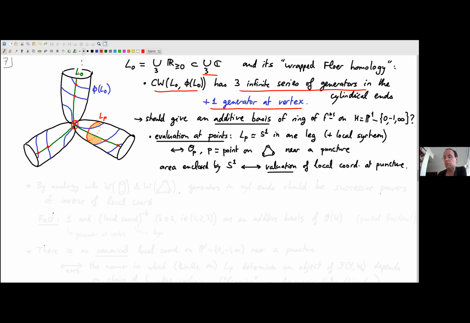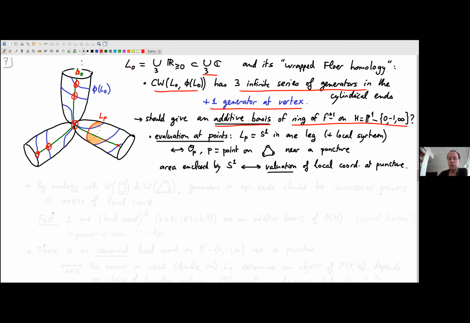This will be part, I don't have to explain it now because this is a definition I'm going to make anyway. But the claim is this is the right answer. And now these generators together should give a basis for the Floer homology, which means they should give an additive basis of the ring of functions of a pair of pants. We have a problem already because there is no canonical basis for the ring of functions on the pair of pants. There's choices involved.